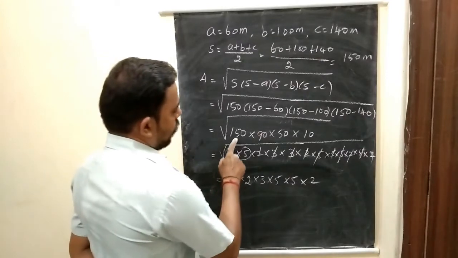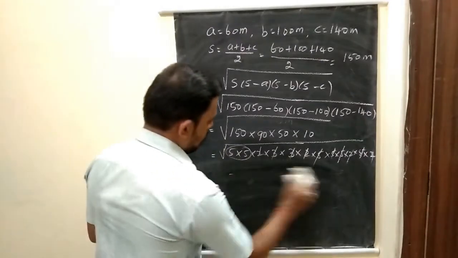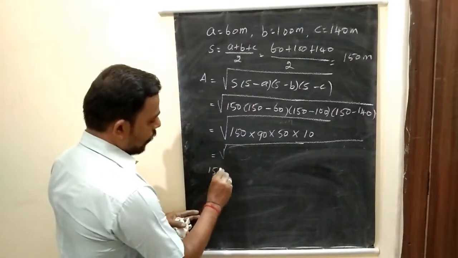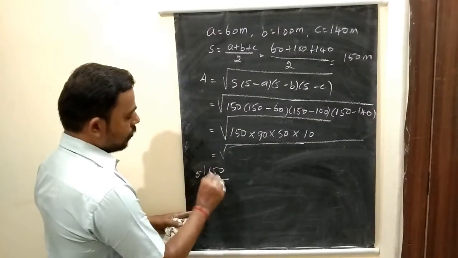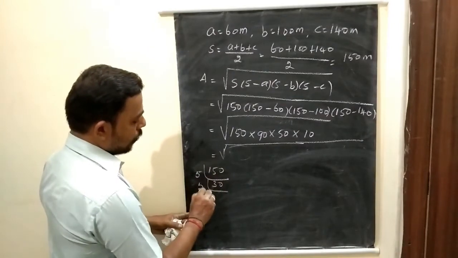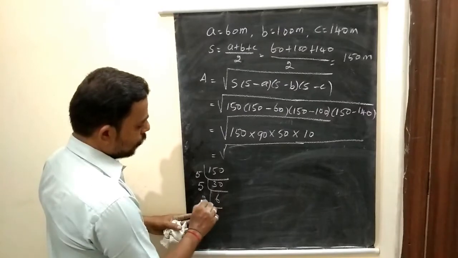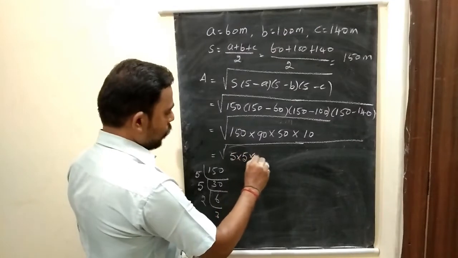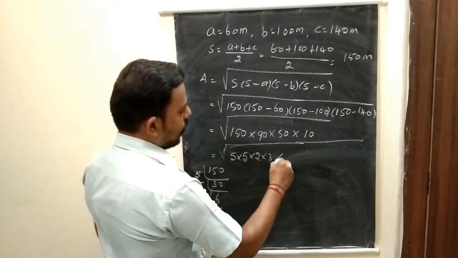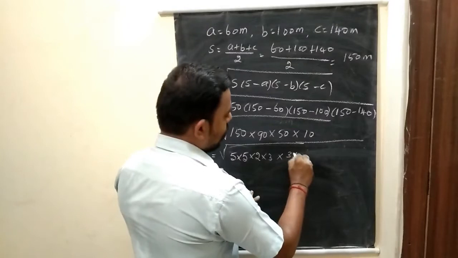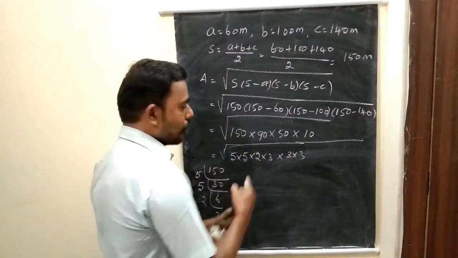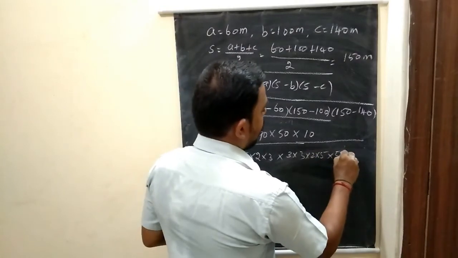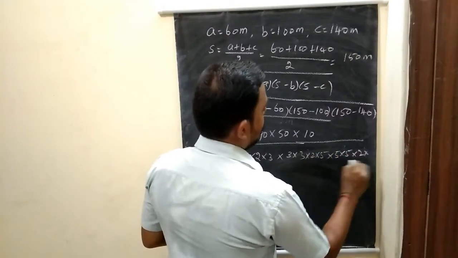Okay. For 150, I'm going to write once again. For 150, suppose 5 into 30, 5 into 6, 2 into 3. I missed one 3. So that is 5 into 5 into 2 into 3. For 90, you know 3 into 3, I missed one 3. That's the problem. 3 into 3, remaining 10, 2 into 5. For 50, 5 into 5 into 2. For 10, 2 into 5.